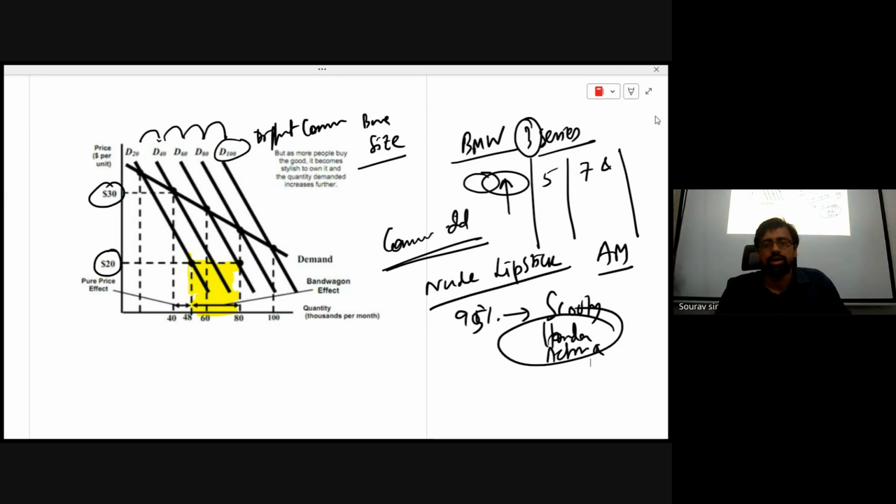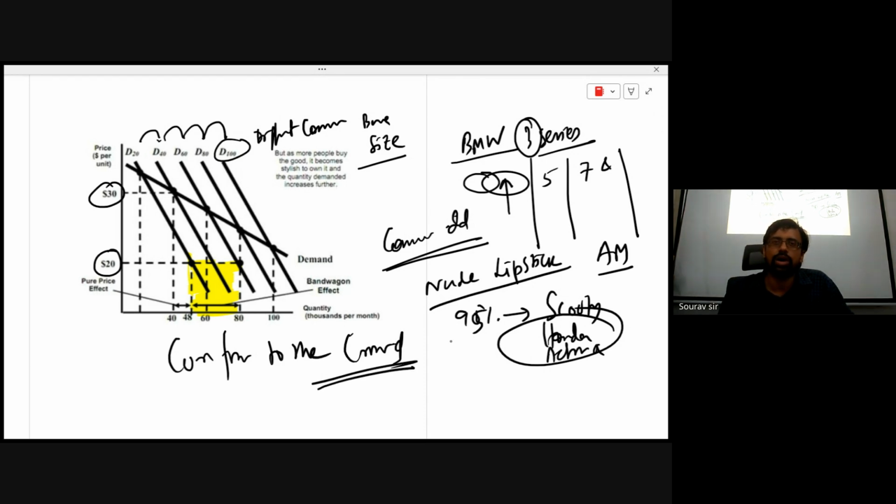So here, this is the word called conform to the crowd. So if you follow the crowd, then you are conforming, behaving like a crowd. So which is called a bandwagon effect. Is it clear?